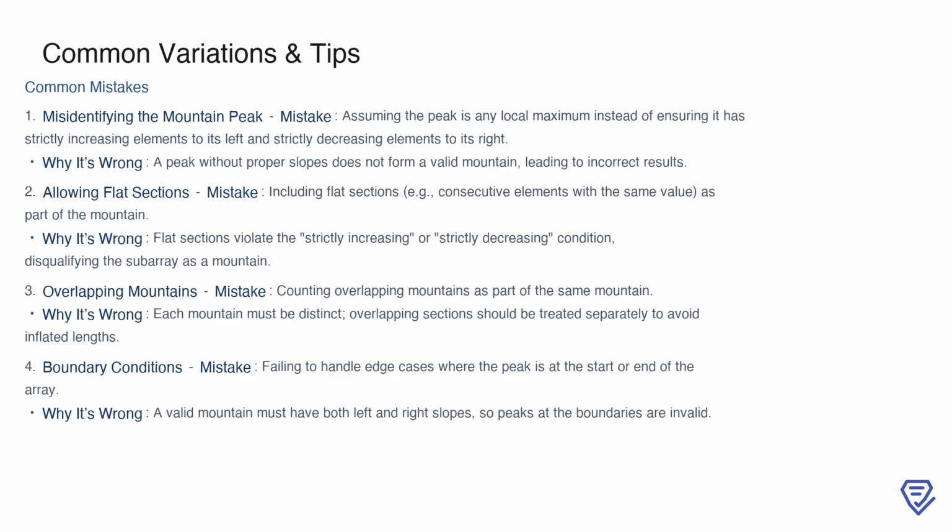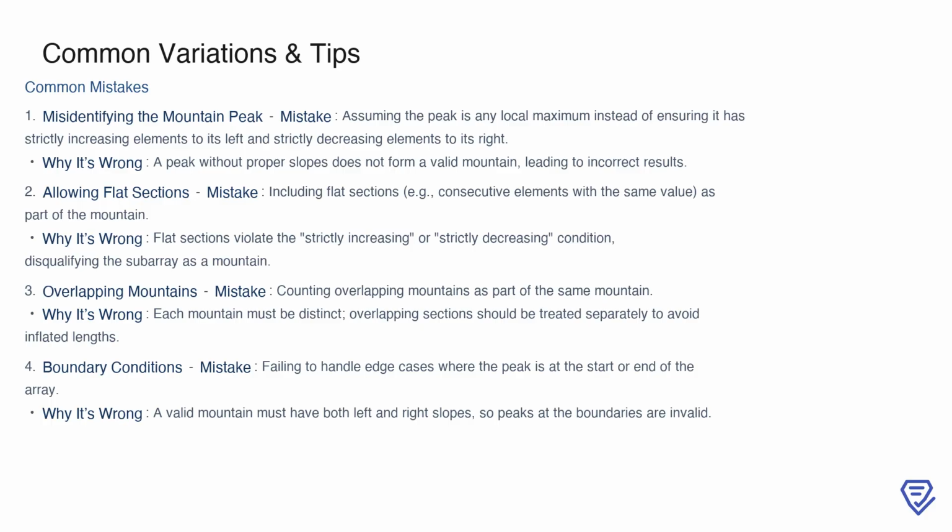Secondly, it's important to avoid including flat sections of the array, those where values remain constant, as part of the mountain. A valid mountain requires strict changes in elevation, so any flat sections break the increasing or decreasing slope requirement. Another mistake is counting overlapping mountains as part of the same structure. Each mountain must be treated as distinct, and overlapping sections should be separated to prevent inflated lengths.